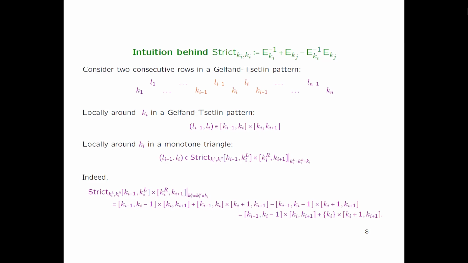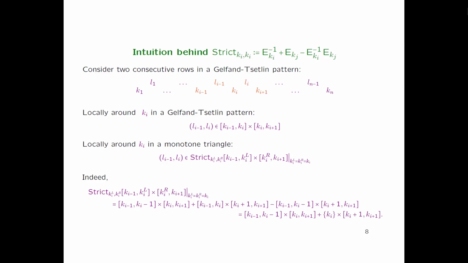So yes, with Gelfand-Tsetlin patterns, the situation is quite easy. If you think you have a weak increase in this direction and a weak increase in this direction, then around the Ki, the situation is quite simple. And now you have to think what in addition has to hold for monotone triangles. Well, we have to guarantee that Li minus 1 is different from Li. And that can be written in this rather complicated form where this strict operator appears.